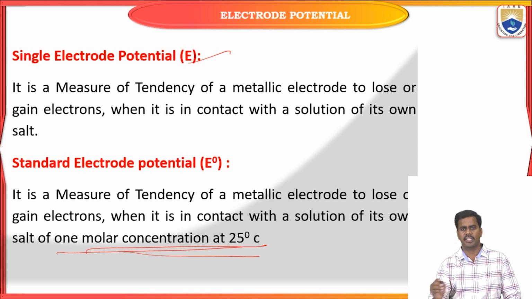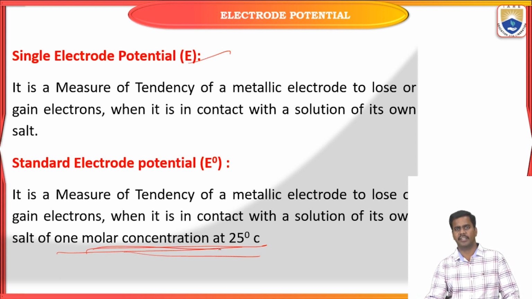Single electrode potential is just the tendency of an electrode either to gain or lose electrons, whereas standard electrode potential is the tendency of an electrode either to lose or gain electrons at standard conditions, that is 1 molar concentration at 25 degrees centigrade. That is the standard reduction potential.